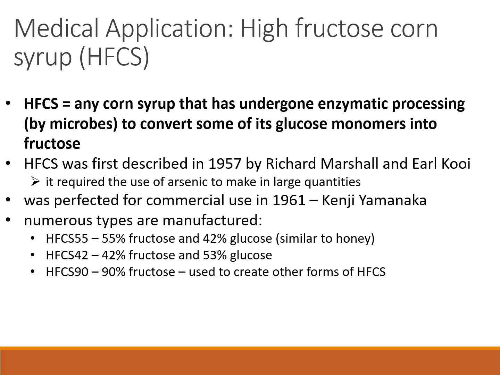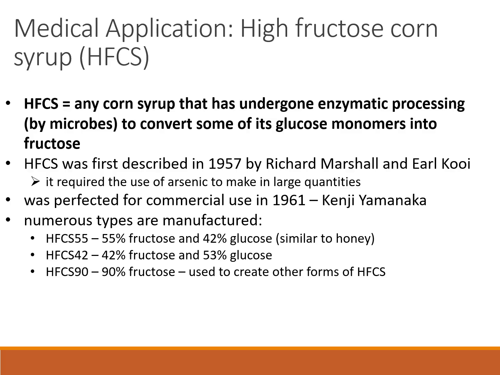High fructose corn syrup was first described in 1957 by Richard Marshall and Earl Couey. They figured out a way to convert some of the glucose monomers into fructose and make a sweeter corn syrup. Unfortunately, it required the use of arsenic to make in large quantities, and that's not something the Food and Drug Administration is going to go for. I think the Food and Drug Administration was around in 1957.